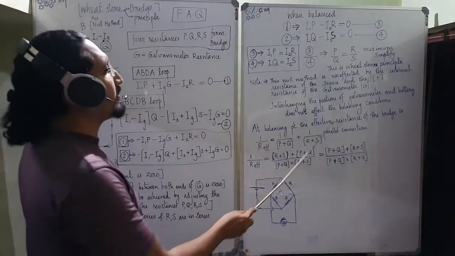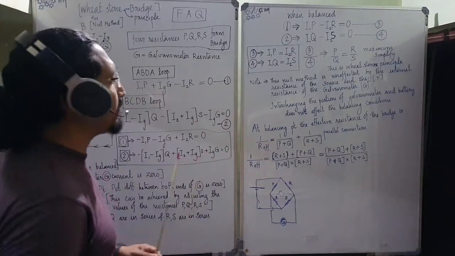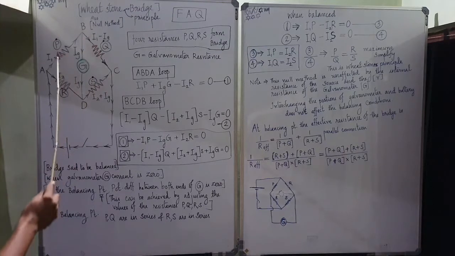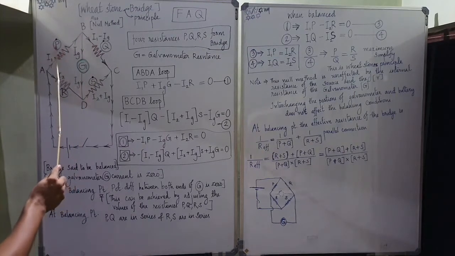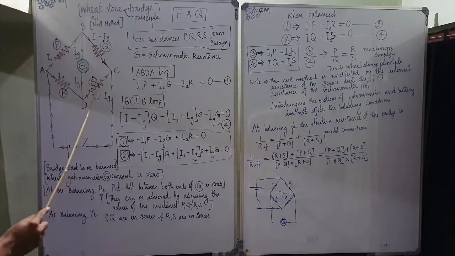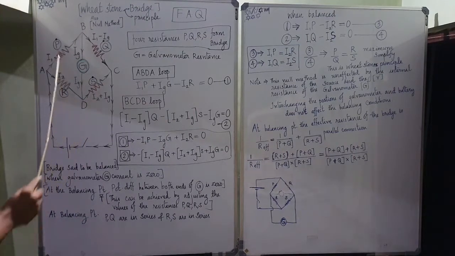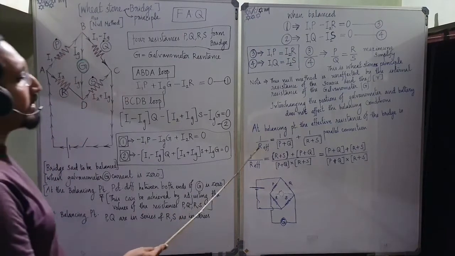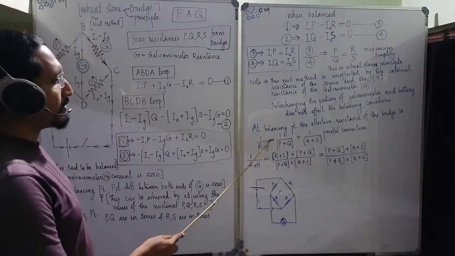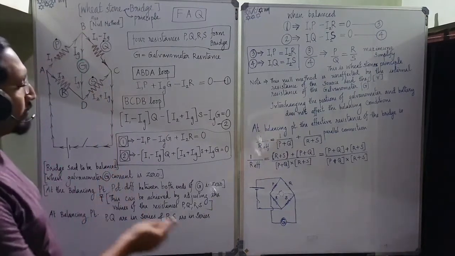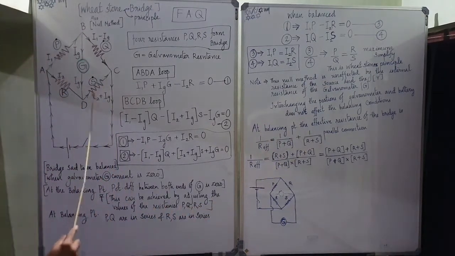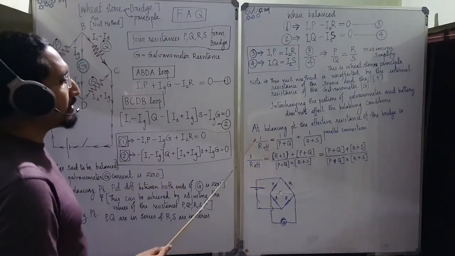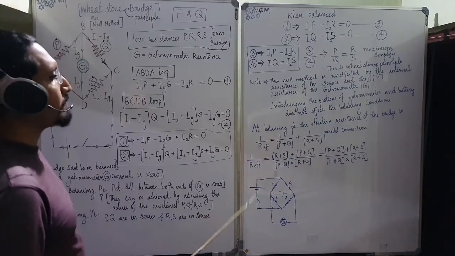At the balancing point, the effective resistance of the bridge. What is that effective resistance of the bridge? Simply, P and Q are in series, so P plus Q is the total resistance. R and S are in series, so R plus S is the total resistance. But these, P plus Q and R plus S, are in parallel. So the equation we will apply: 1 by R effective is equal to 1 by the whole P plus Q plus 1 by the whole R plus S, which are in parallel. When it is parallel, the addition of reciprocals gives the reciprocal of the effective resistance.